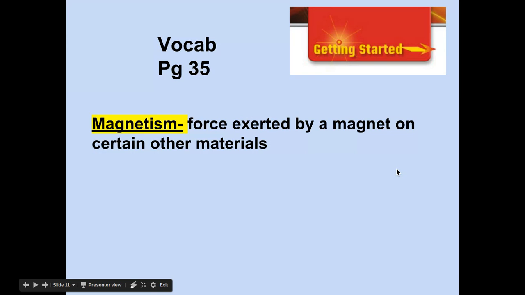So before we start our investigation today, we want to get some vocabulary into our notebook. So we're going to flip to our lesson 3 vocabulary page, which is page 35. The first one is magnetism. Magnetism is a force exerted by a magnet on a certain other material. So you're going to want to get that in your notebook.